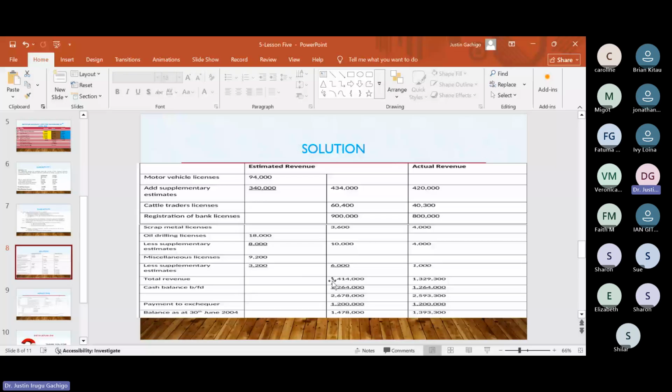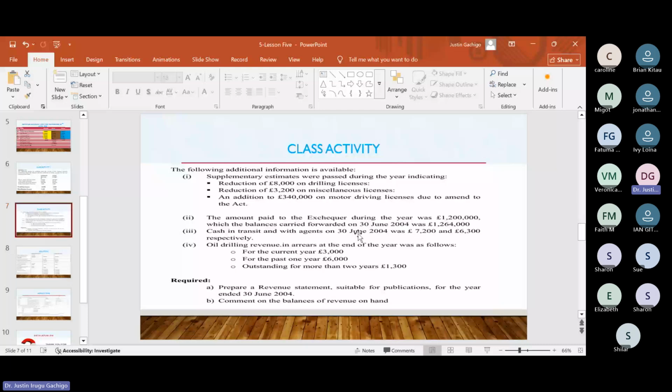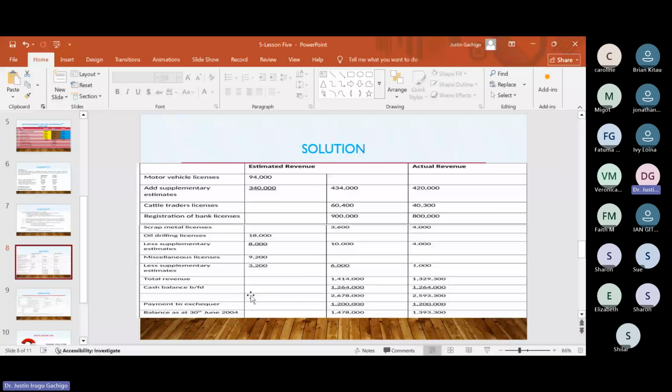Then we are told in this question the balance that was carried forward was 1264. This is the balance that we are carrying forward, 1264. The cash balance brought forward was 1264. Now, typically this balance should be on the actual. It should not be brought here, but there's no harm even in bringing it here.